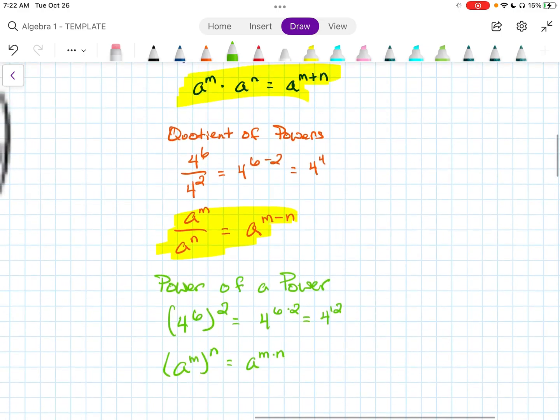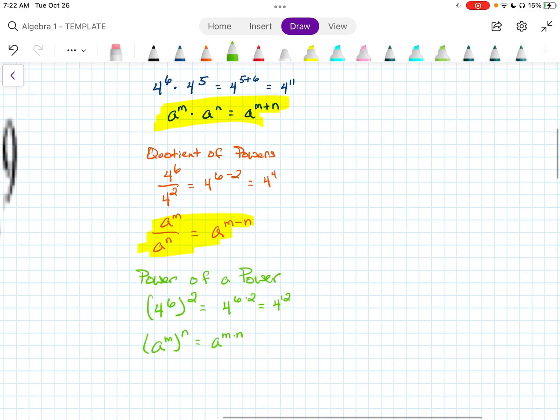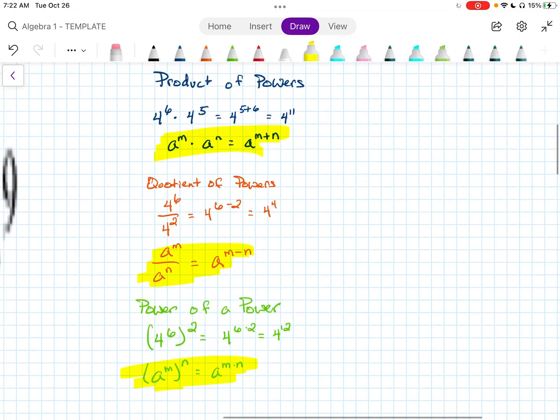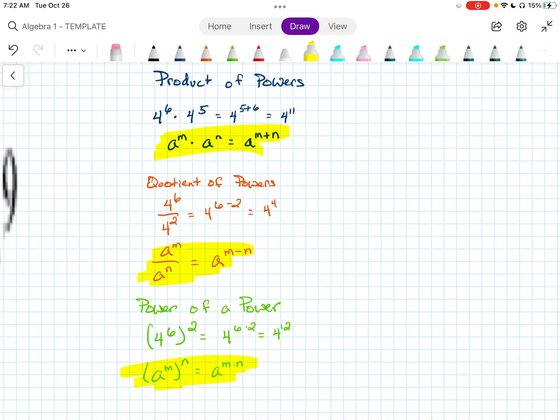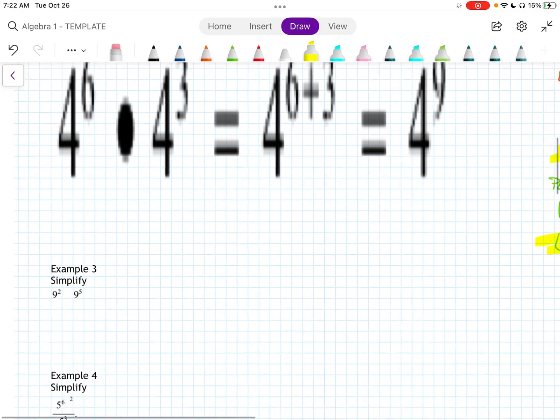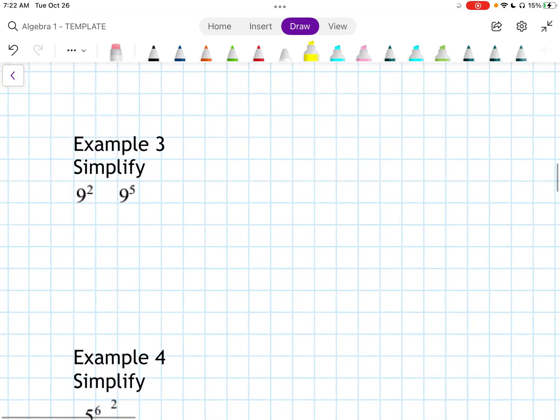All right, we need to make sure that we have these rules here. All right, moving back, and I think we're supposed to be on example 3 now. Wherever, oh, there it is, okay. Example 3, this is supposed to be 9 squared times 9 to the 5th.